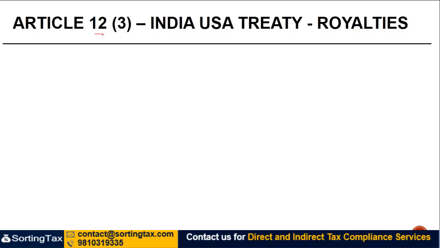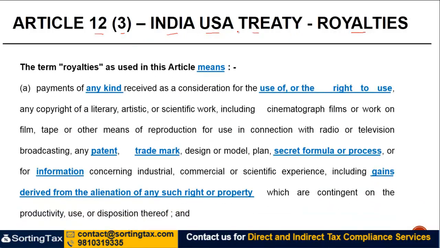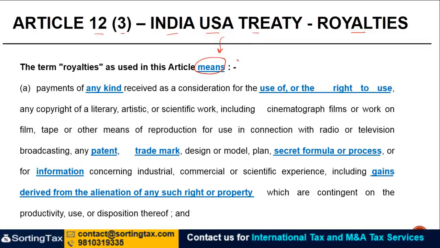Let us look at Article 12, paragraph 3, which provides the definition of royalties under the India-USA Treaty. The term royalties as used in this article means. First thing I want to clarify here is that the use of the word means itself indicates that this definition is exhaustive. What it implies is that if something cannot be covered within the four corners of this definition as royalty, then it will not amount to royalty for the purpose of the treaty.